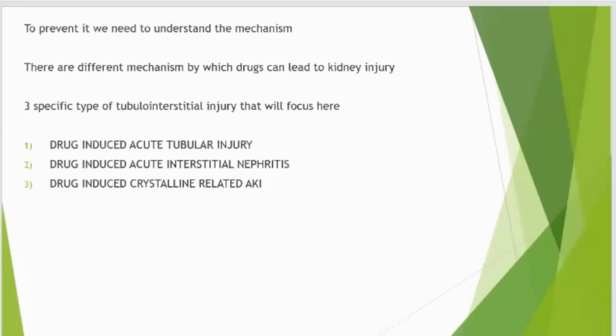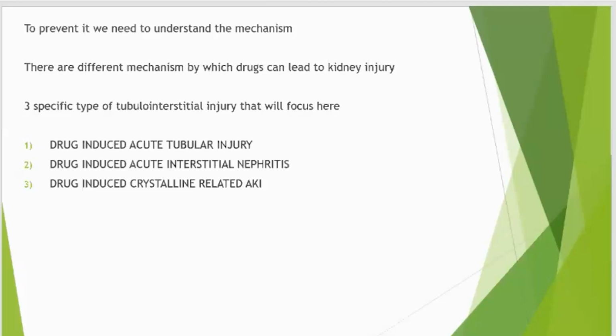In order to prevent drug-induced acute kidney injury, we actually need to understand the mechanism by which the drug can cause it. There are different mechanisms by which drugs can cause injury, of which we will focus on three here, which include drug-induced acute tubular injury, drug-induced acute interstitial nephritis, and drug-induced crystalline-related acute kidney injury.